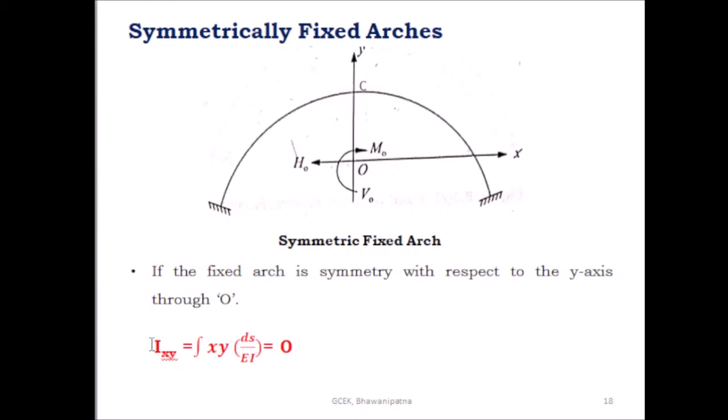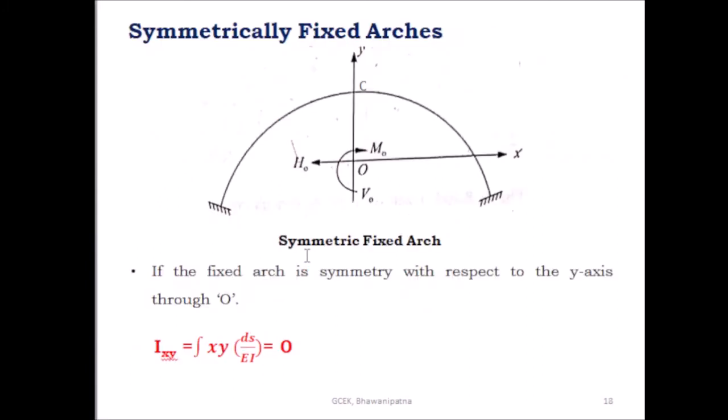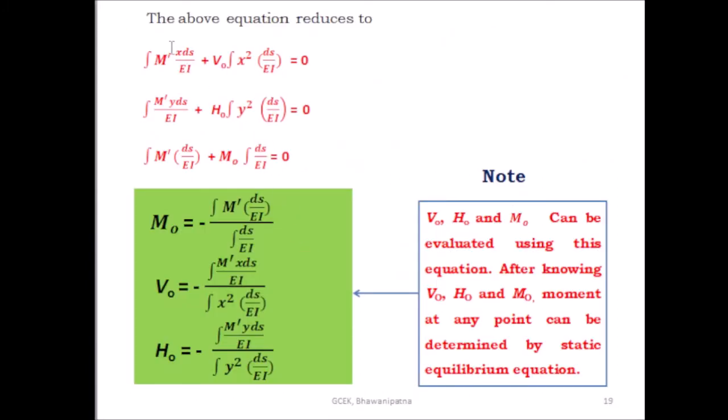So in this case, the moment of inertia Ixy, which is integration xy ds by EI, is equal to 0. In the case of a symmetrically fixed arch, Ixy is equal to 0. Then after putting this value in these equations, where integration xy ds by EI is 0, the equations reduce to the final form.